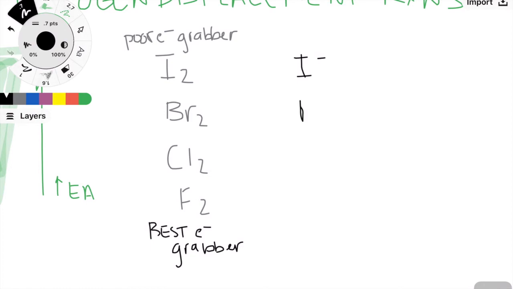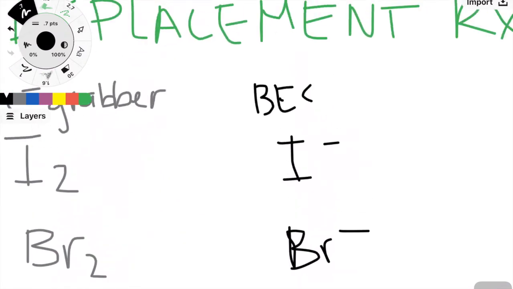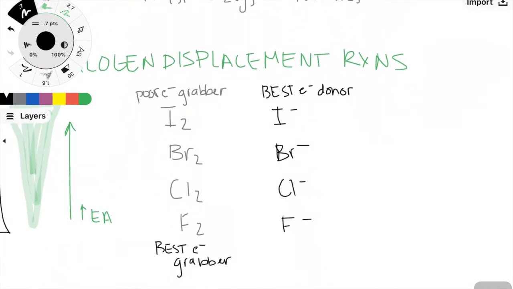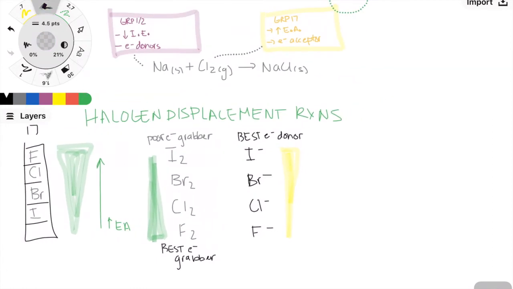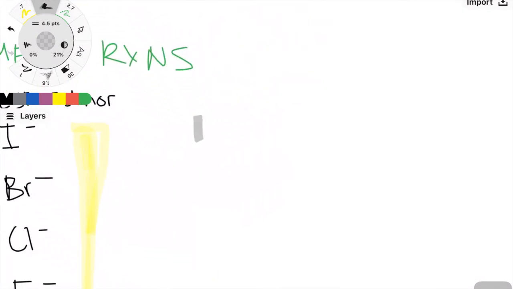On the other hand, the ions of the respective halogens are therefore reversed: iodine is the best electron donor. It's the weakest at grabbing electrons, but the best at letting its electrons go. And fluorine is therefore the worst electron donor. What that means is sometimes displacement reactions between halogens may not work. Let me show you an example.